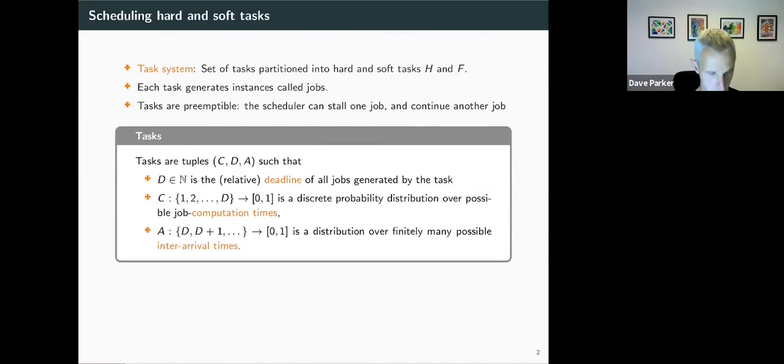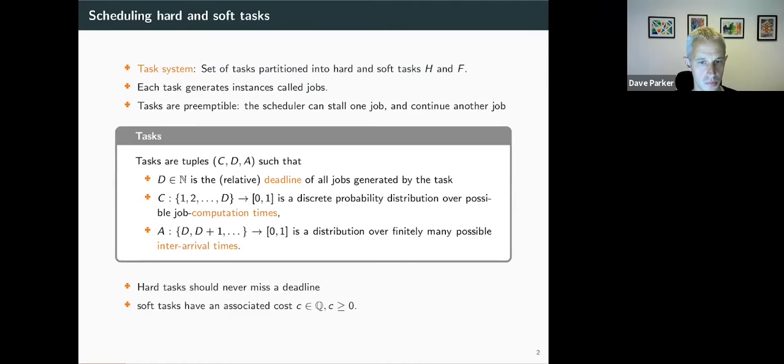Formally, a task is a tuple of the form C, D, and A, where D is the relative deadline of jobs generated by the task, C is a discrete probability distribution over possible computation times of all these jobs, and A is the distribution over possible inter-arrival times of these jobs. The difference between hard and soft tasks is that hard tasks should not miss a deadline. The soft task can miss a deadline, but that would result in a penalty or cost.